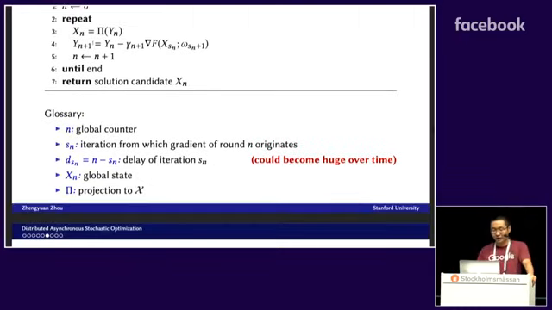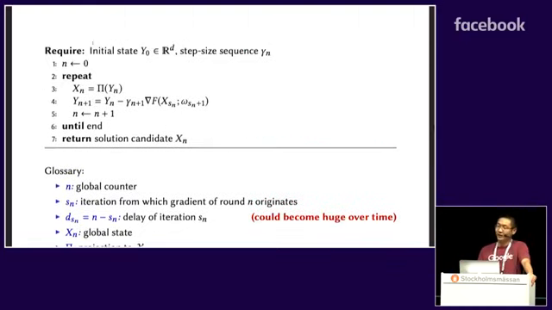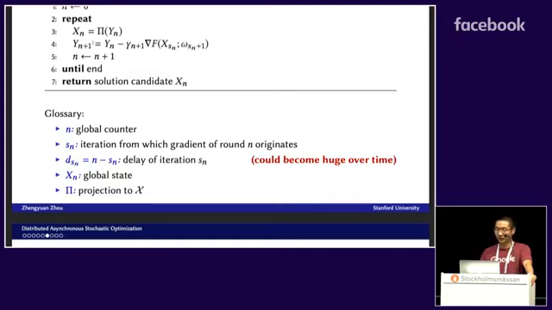Just a little bit of notation. n is a global counter, the current iteration. S_n is the previous iteration from which the gradient is generated, and D_{S_n} is the delay associated with iteration S_n. That is, at iteration S_n, how many more iterations do you need before the gradient gets received? And then you do a projection.